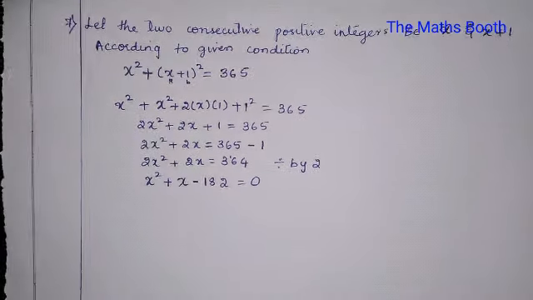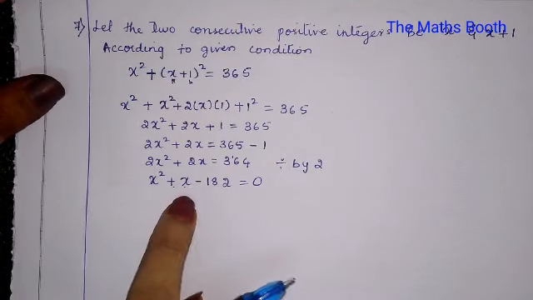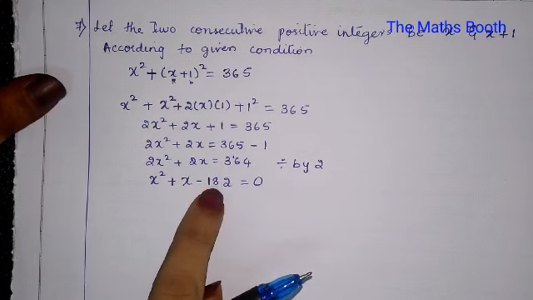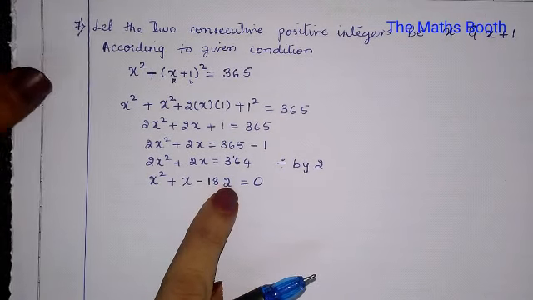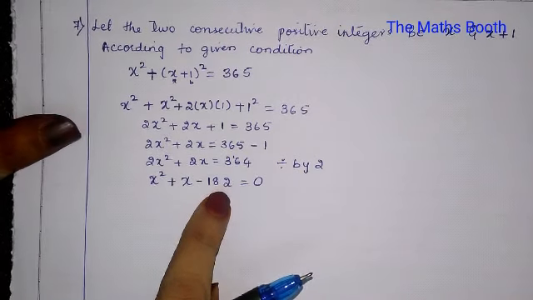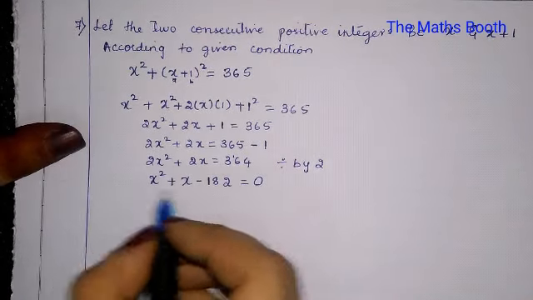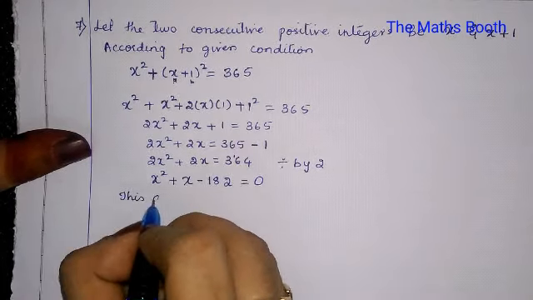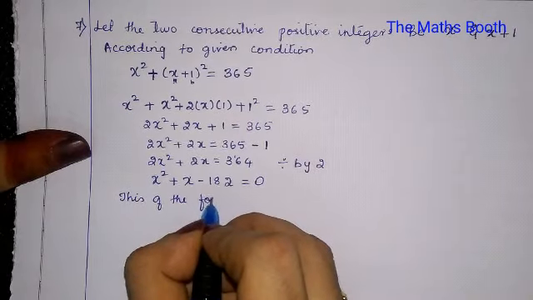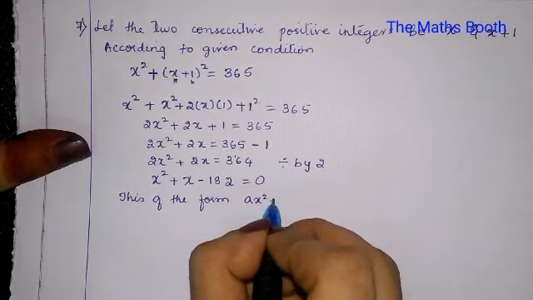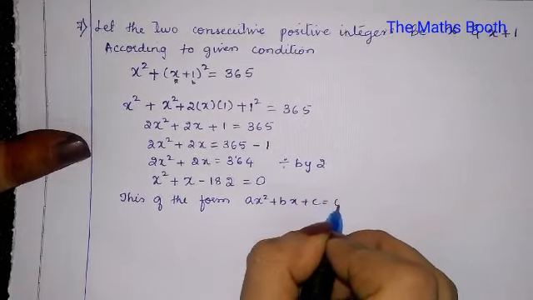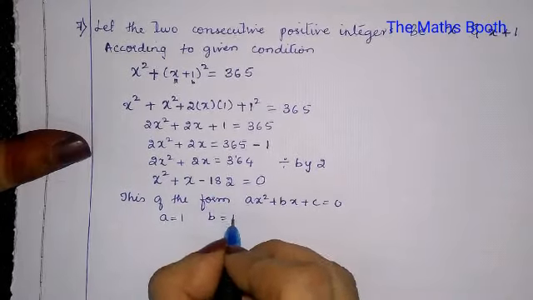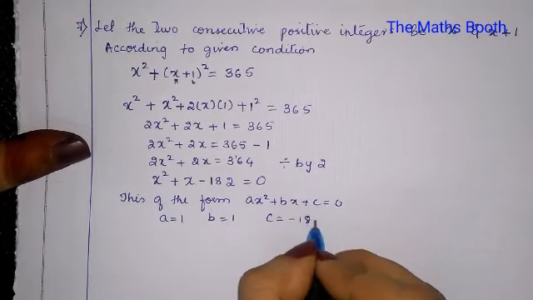Now here we can use the factorization method, or if we want we can go for the formula method, because it is a standard form of quadratic equation. Any method, whichever you feel easy, you can use. If I go for the formula method, this is of the form ax square plus bx plus c equal to 0. Here a is 1, b is also 1, c is minus 182.